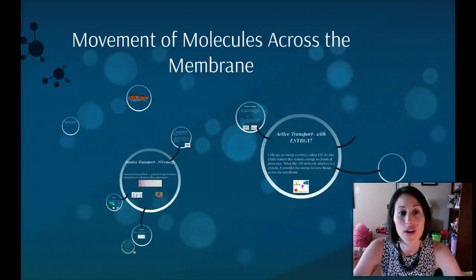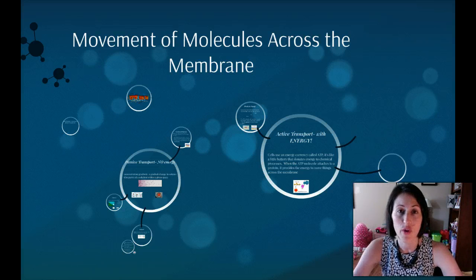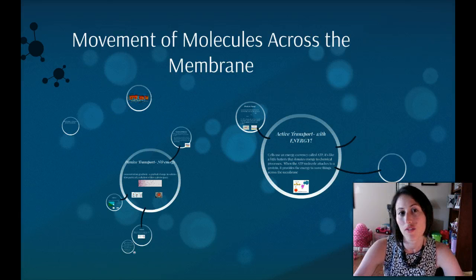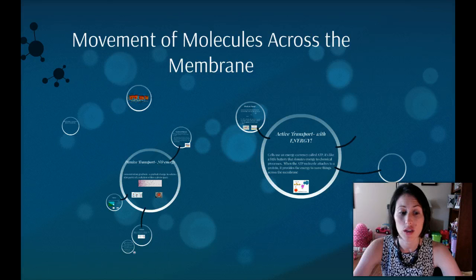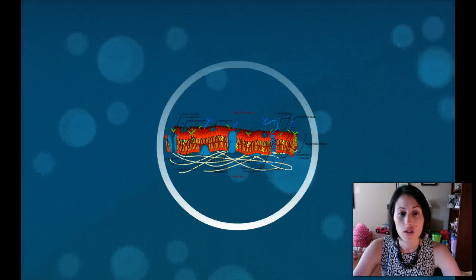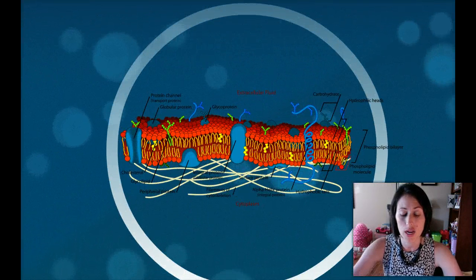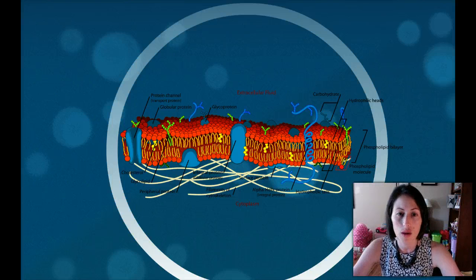My name is Mrs. Horseman, and today we are going to talk about movement of molecules across the membrane. There's actually two kinds of movement across the membrane, so today we're really going to focus on passive transport, or movement that doesn't require energy. If you recall, here is a picture of the membrane, and I just want to review a couple important things that are going to help you understand how different things can move across the membrane.